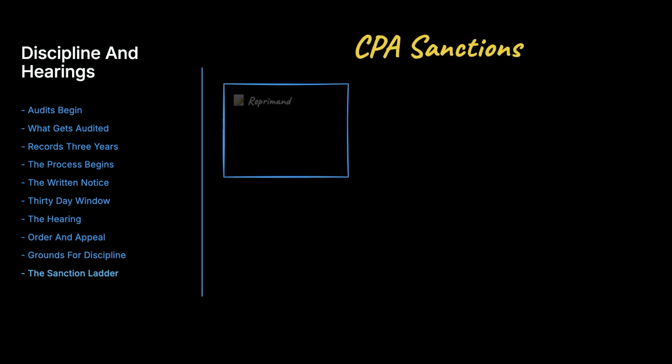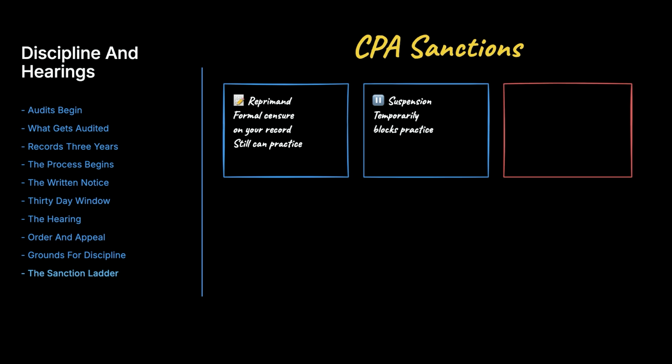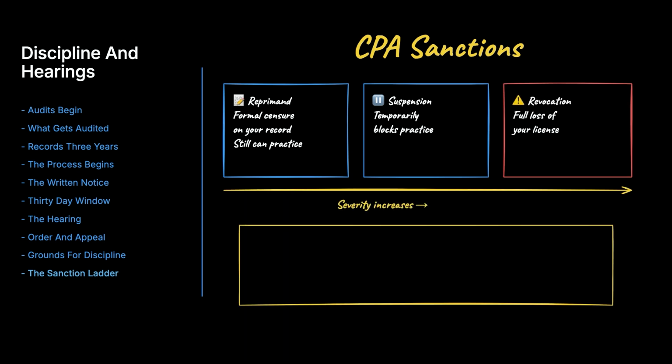When a violation is proven, several sanctions are possible. The mildest is a reprimand, a formal censure that goes on your record but doesn't stop you practicing. Next is suspension, which temporarily blocks practice. The harshest is revocation, the full loss of your license. They can also impose fines and require extra education, often combined.